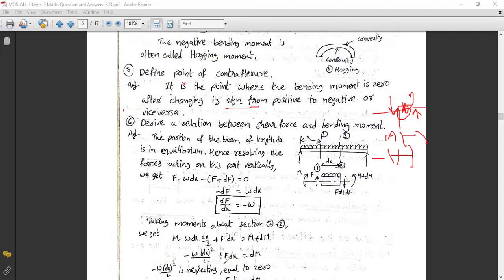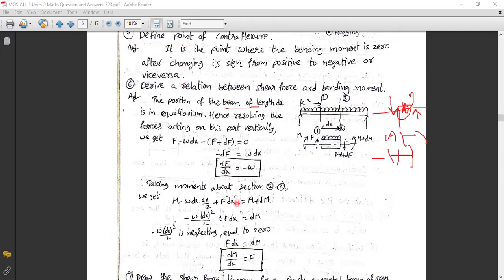The sixth question I'm taking here: derive the relation between the shear force and bending moment. What is shear force? The definition I gave before: the algebraic sum of the vertical forces acting on a beam is called shear force. Bending moment is the sum of all the moments in a beam.